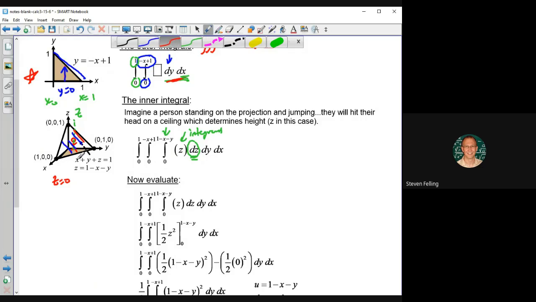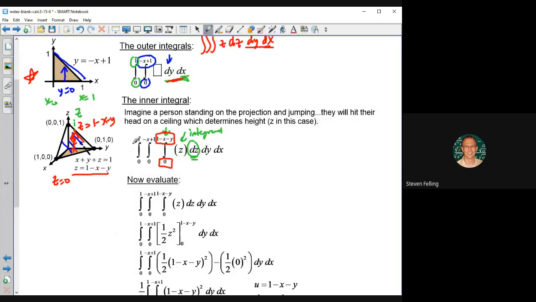Well, if the plane is x plus y plus z equals 1, then I can just solve that for z and say that we're going to end, in other words, there's like an arrow here for the inner integral that ends at 1 minus x minus y. And that's why we have this limit of integration for the end and this limit of integration for the beginning. So just imagine a person standing on that plane jumping up. Where would they hit their head? And what's the equation in z solved for z? And that would determine the limits of integration.